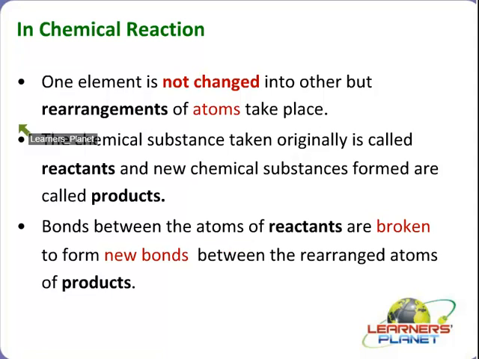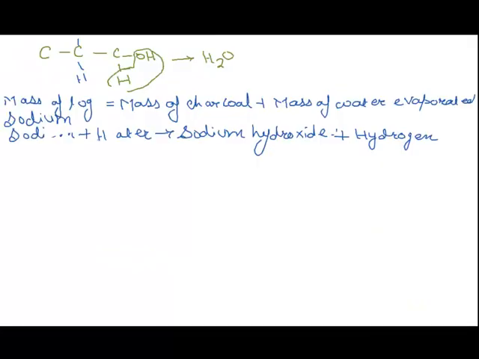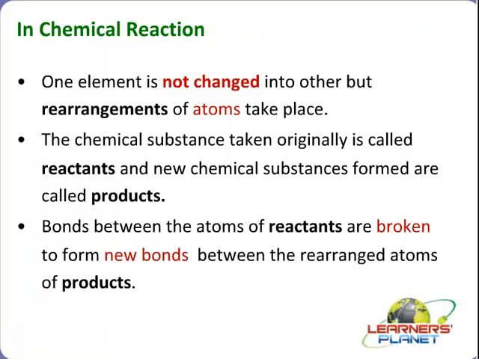Okay? Now let's take another point. The chemical substances taken originally are called reactants and the new chemical substances formed are called products. In our example, what we had taken was sodium and water. These are the reactants. What are sodium hydroxide and hydrogen? These are products. So, these are reactants and products. Now our next point is that bonds between the atoms of reactants are broken to form new bonds between rearranged atoms of products. Let's move to our example.